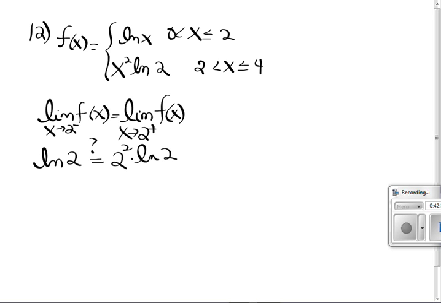Well, does it? No. Some of you didn't like this problem because you said, I don't know what the log of 2 is. You know what? I don't care what the log of 2 is. Those are not equal. So it does not exist. So it's E.